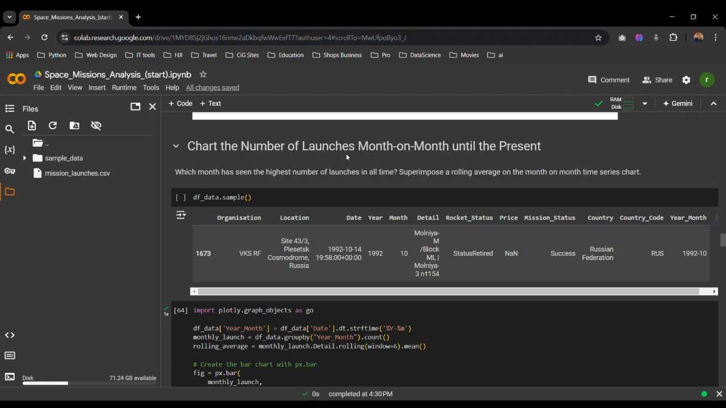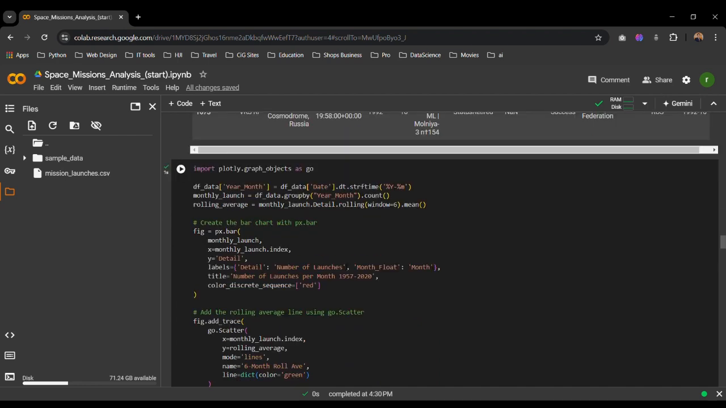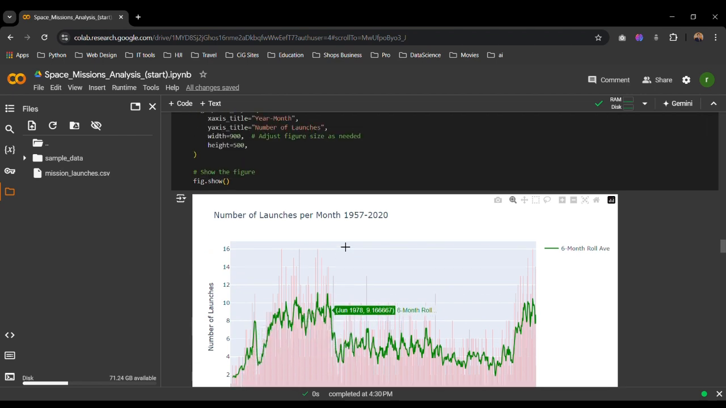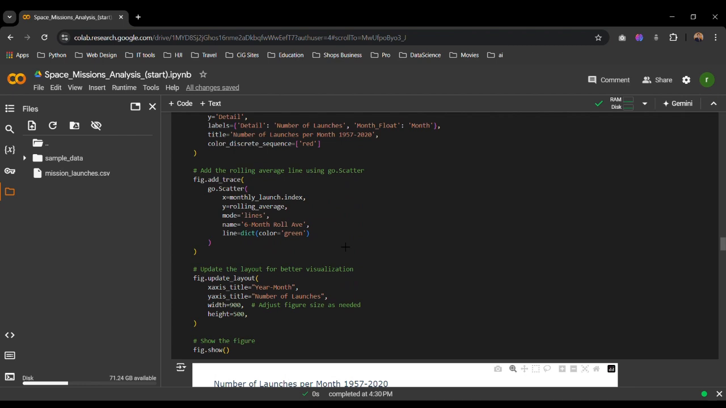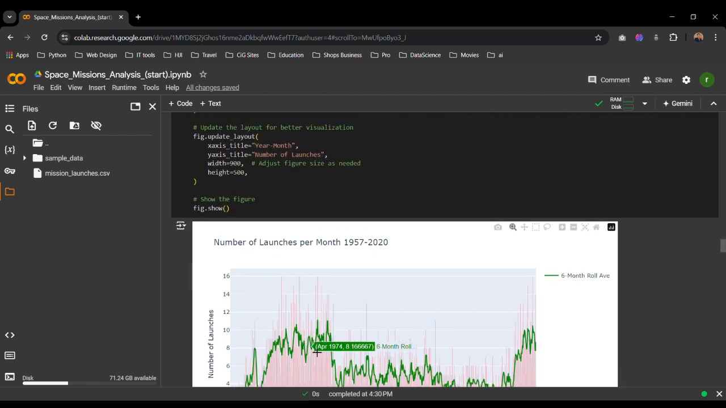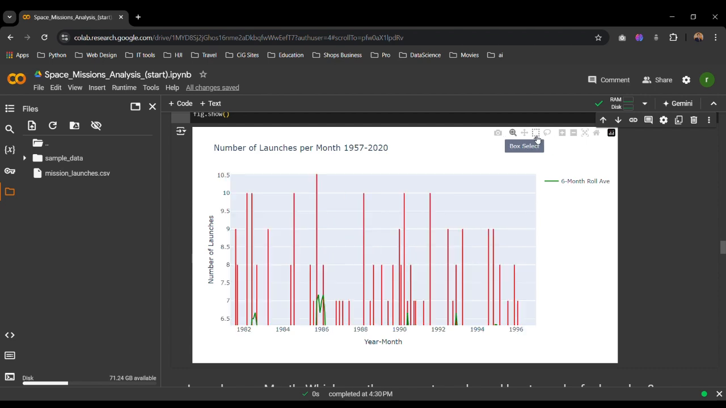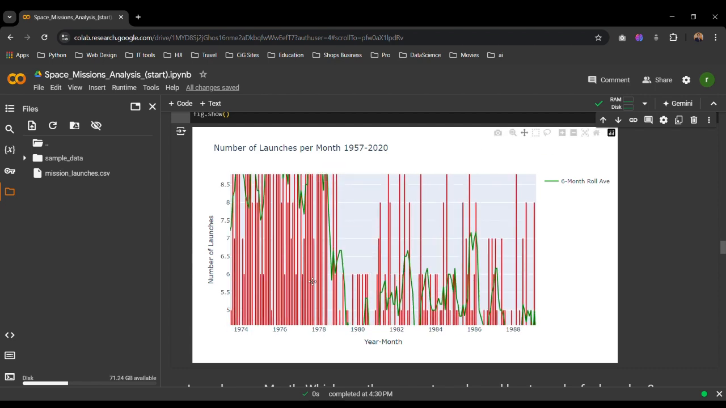So this time we're going to chart the number of launches month on month until the present. And the result, guys, is this. So since 1957 until 2020, and we use the rolling amount. So we got a rolling average of 6 months. Okay, so to show the average, the red one is, if we can zoom in. Actually, we can zoom in, guys.